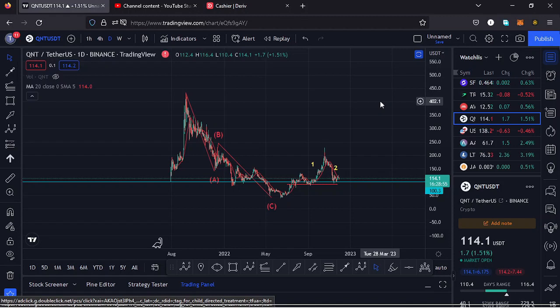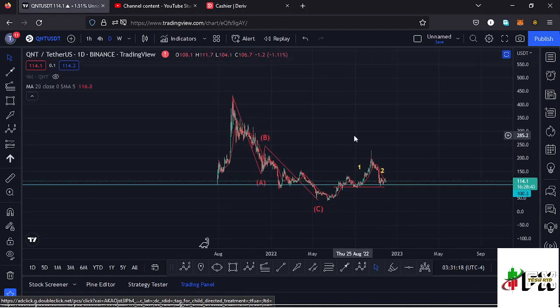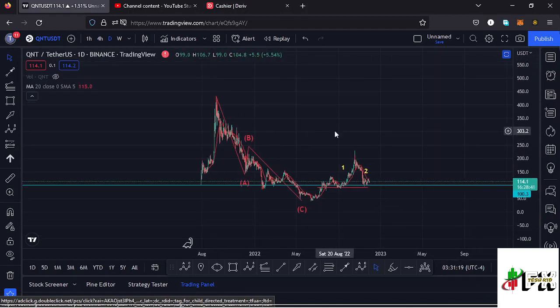Update on Quant, whose current price stands at the $114.1 mark, and here on TradingView the market is up by 1.51%. In this video I want to give you the long-term and the short-term scenarios that can play out here on the Quant chart, so make sure that you stick around because I also have a chart pattern on the 1 hour chart, which is giving us a very nice breakout to the upper side.